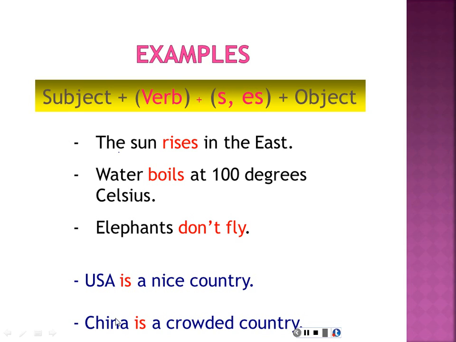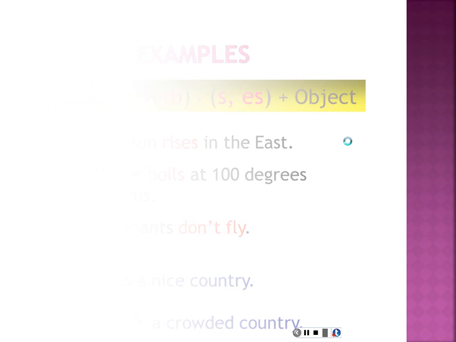In the second example, China is a crowded country. الصين بلد مزدحمة. So this is another generalization. Maybe some people say it's a fact. هي حقيقة. But maybe in some parts of China it's not crowded. So this is another generalization that we have. Okay, so now we are done with the examples about all the facts, all the generalization. Now let's move to the next one, the next slide.